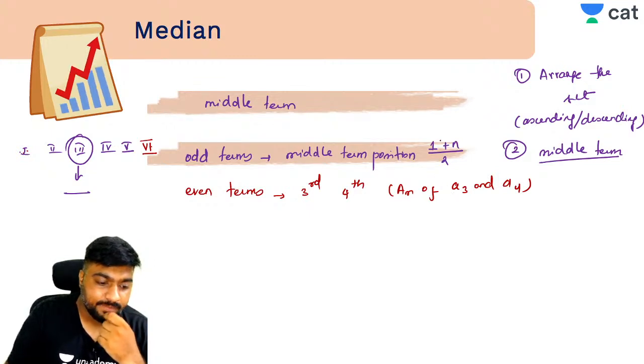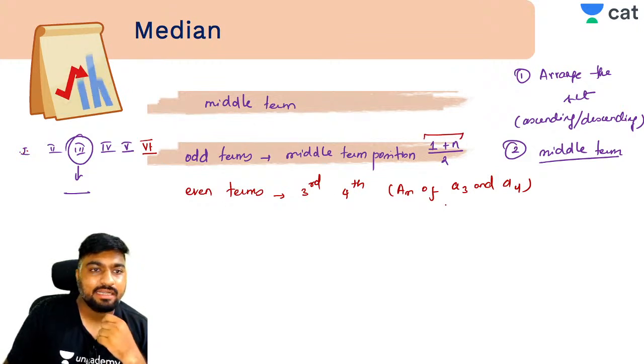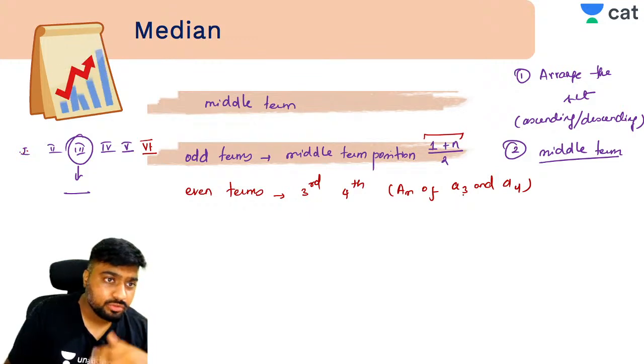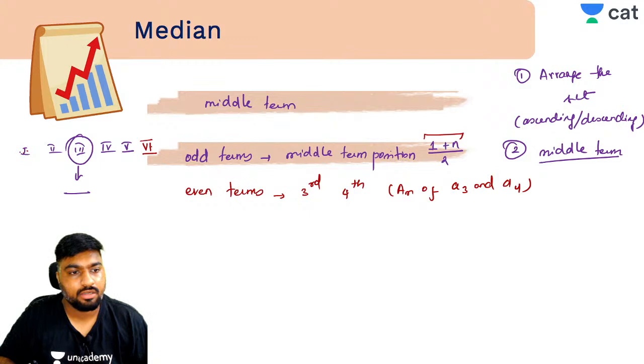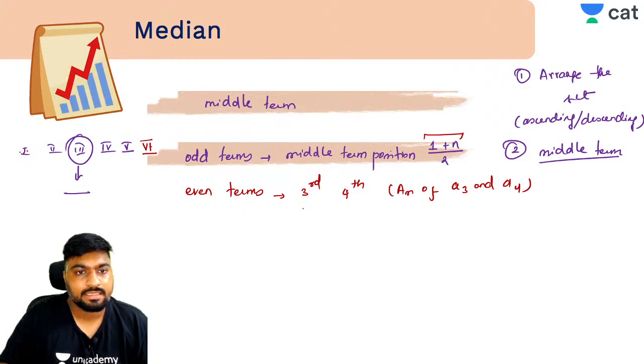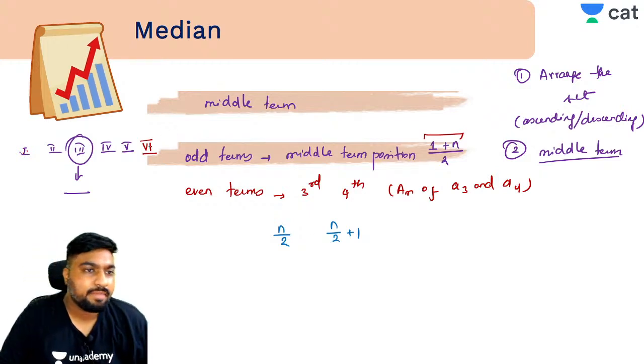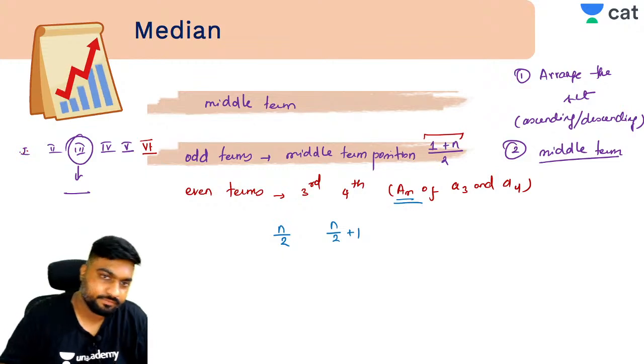Done everyone? No, 1 plus n by 2 was found. 1 plus n by 2 is for odd terms. To find the middle terms for n even terms, you have to do n by 2 and n plus 2 by 2. You can do it like this if you want. This is basically n by 2, that is 6 by 2, 3, and n plus 2 by 2, that is n by 2 plus 1. n by 2 is 3, n by 2 plus 1 is 3 plus 1, the 4th term. The arithmetic mean of these two.